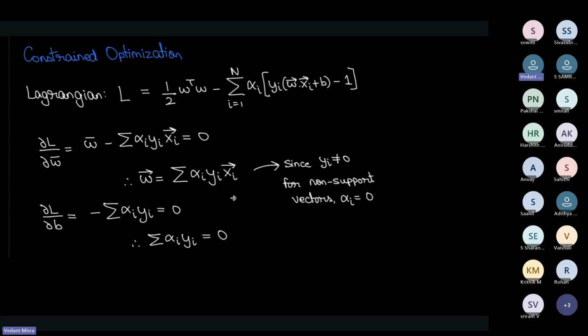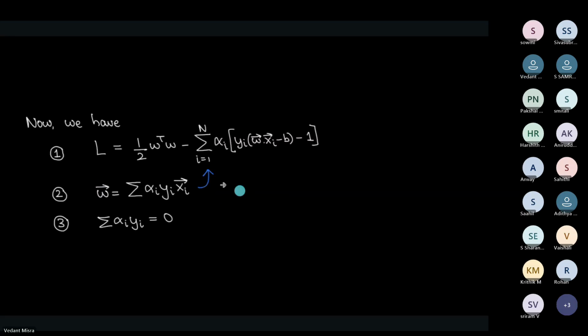Next, we took the partial derivative with respect to b. We got this thing, and we got this equation. So now we have this one equation, this second one, and this third one. What we wanted to do in the beginning was to remove w and b from this Lagrangian, this thing that we're trying to optimize.